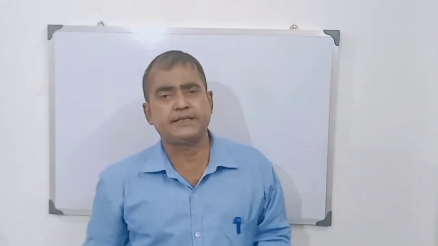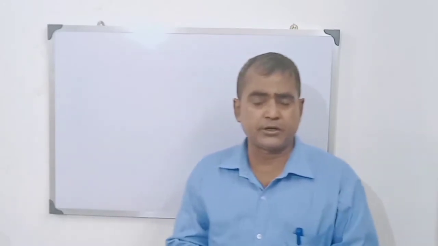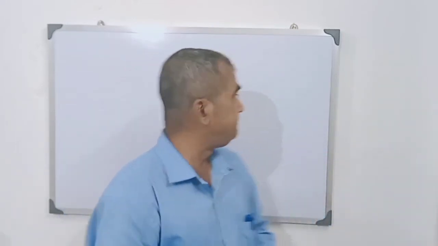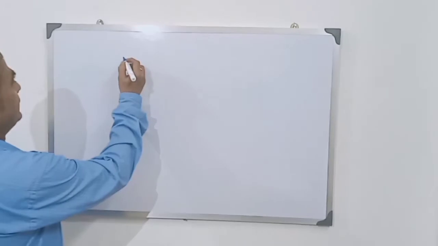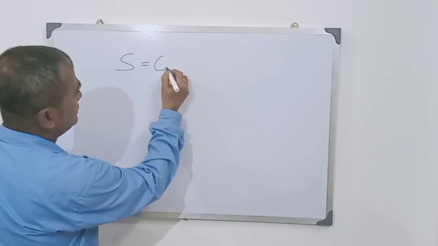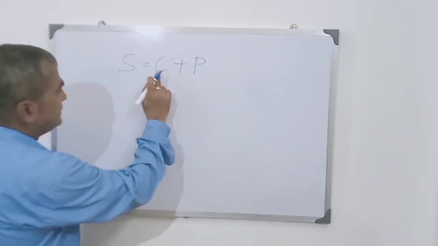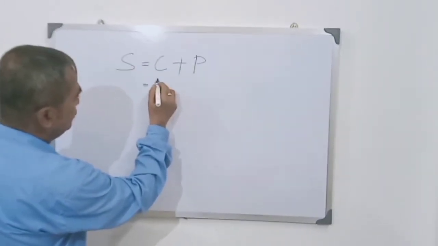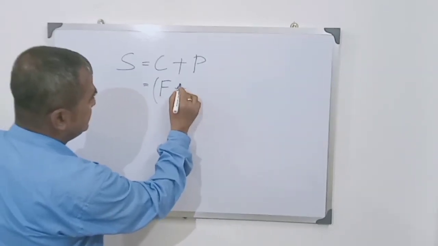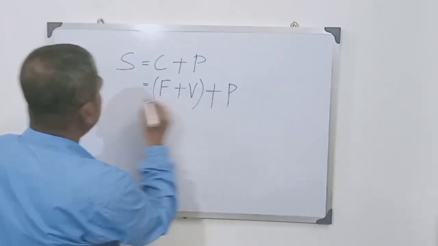Today I will be discussing a little bit advanced part of cost accounting. Now, sales is equal to cost, represented by C, plus profit. Now, this cost is again divided into fixed cost, represented by F, and variable cost, represented by V, plus profit, which is then equal to sales.